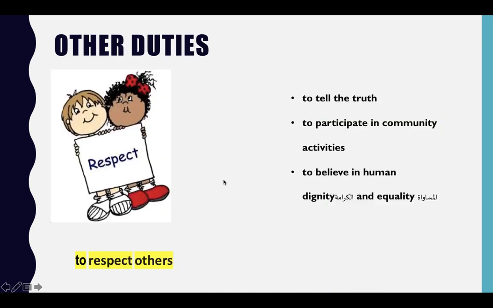okay. Other duties, we have to respect others. So we have a right to be respected, and also we have a duty to respect others. You must show respect to everyone, to all your friends, all the people around you, etc. You have to respect them so as to be respected. So your duty first is to respect the other people.